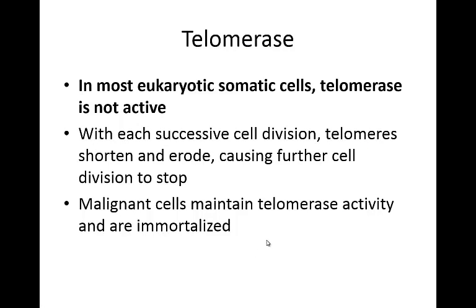So like I just said, in most eukaryotic somatic cells, this telomerase is actually not active. And with each successive cell division, telomeres shorten, they're going to erode, and this causes further cell division to stop. However, stem cells, as well as certain other cells, do retain the ability to continue to divide, and so do malignant cells. Malignant cells often maintain this telomerase activity and are thus immortalized. They can keep replicating. Those telomeres are never going to shorten.